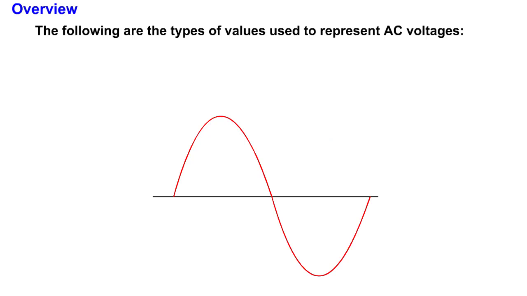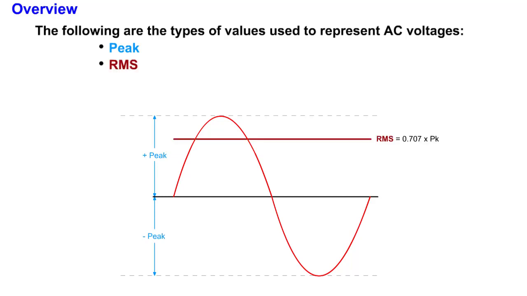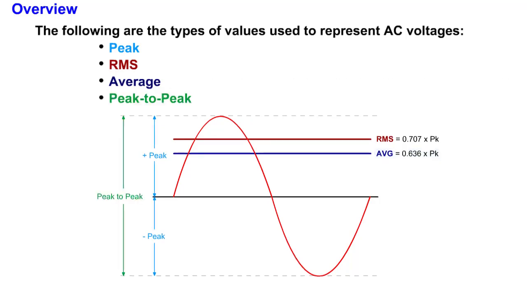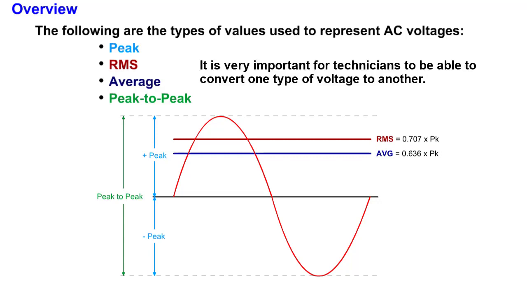The following are the types of values used to represent AC voltages: peak, RMS, and average. Note that the average value of a sine wave over one full cycle is actually zero. The 0.636 value pertains to a half cycle. And peak to peak. It is very important for technicians to be able to convert one type of voltage to another.